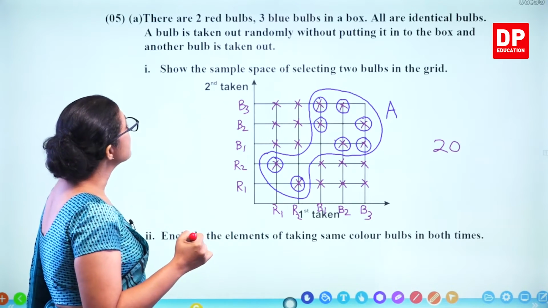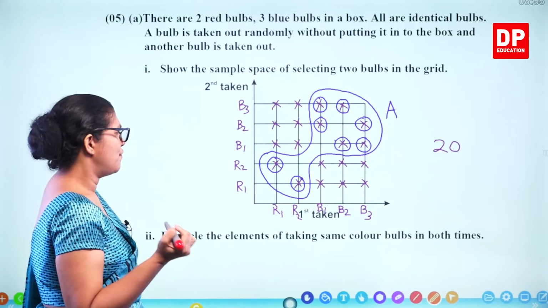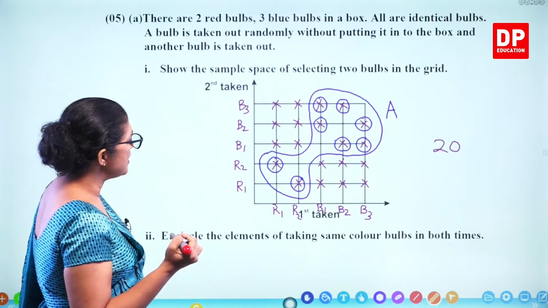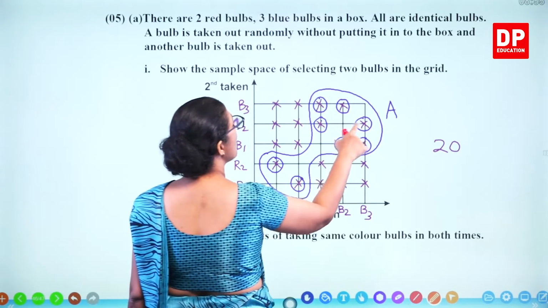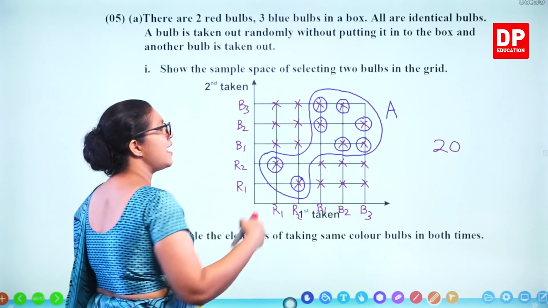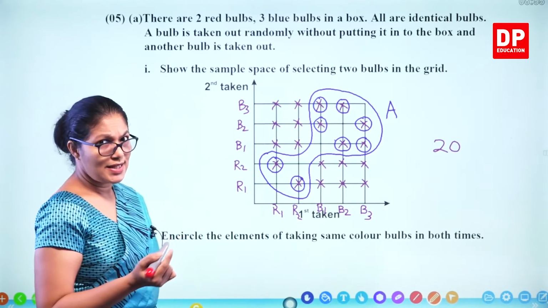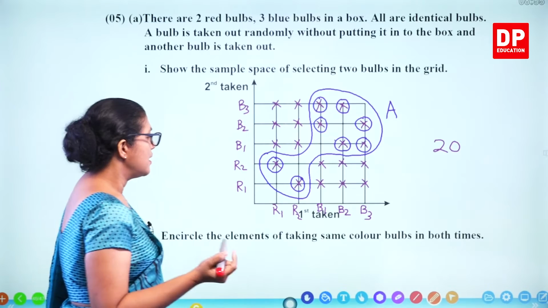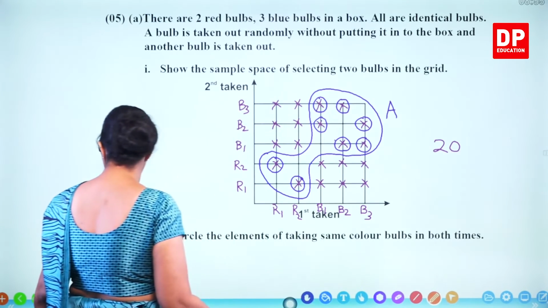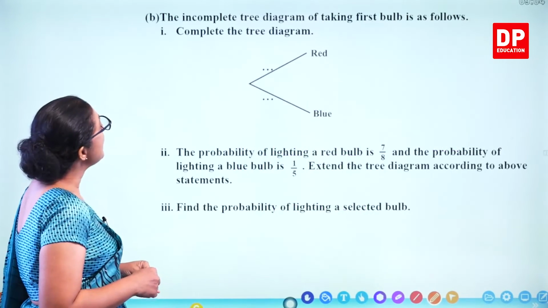So they are not asking the probability. If you want the probability, what's the probability? 1, 2, 3, 4, 5, 6, 7, 8, 8 over 20. That's the probability, but no need. Now look at the next one, part B.